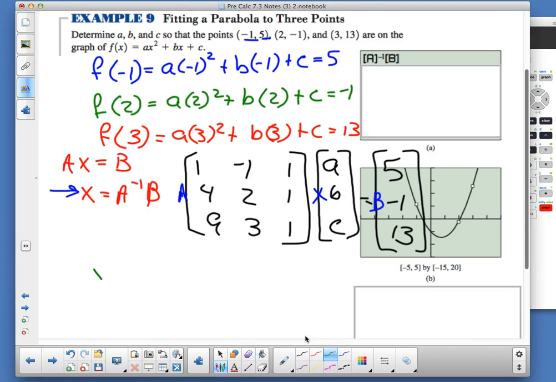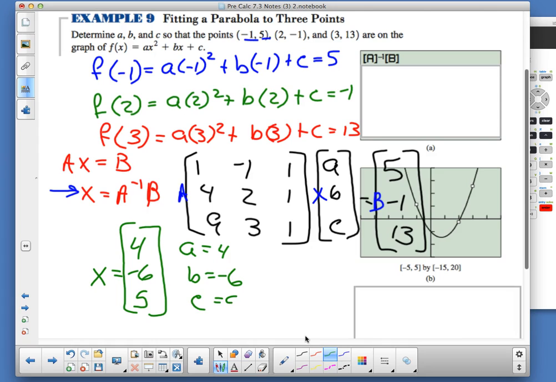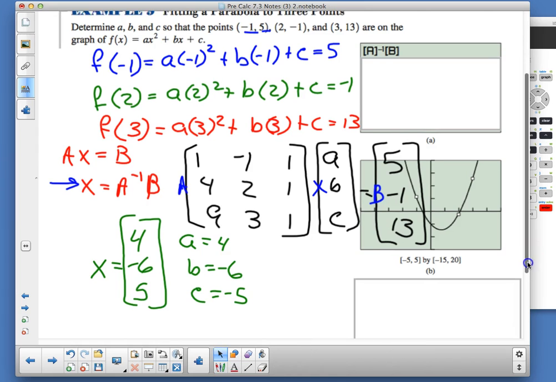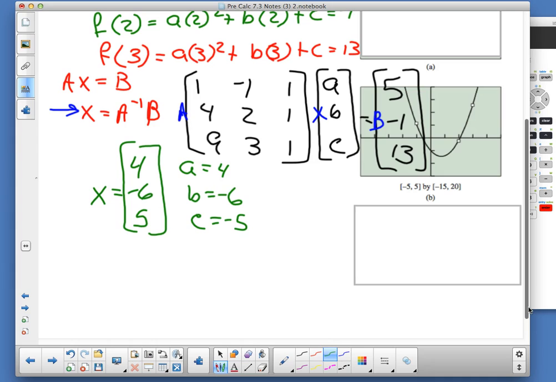So my return for X, I get 4, -6, and 5. And again, A is equal to 4, B is equal to -6, C is equal to 5. -5, thank you for catching me on that. Okay, and now I can write the actual quadratic, right? Because I have 4x squared minus 6x minus 5 is equal to my original function.